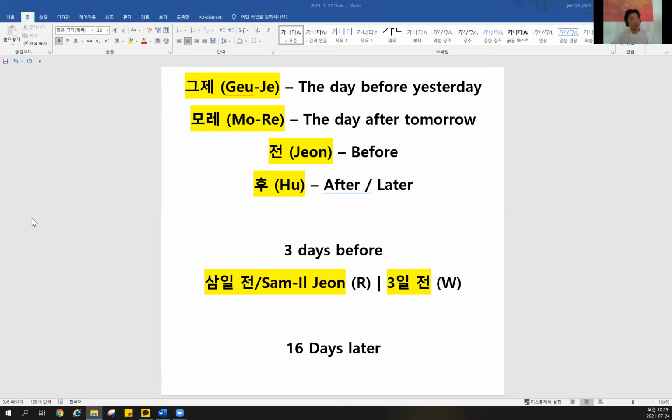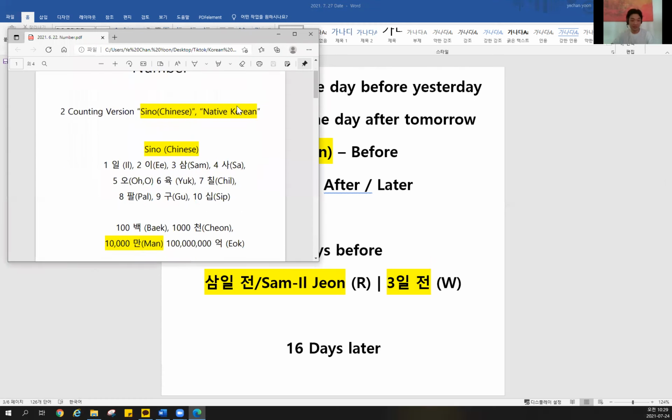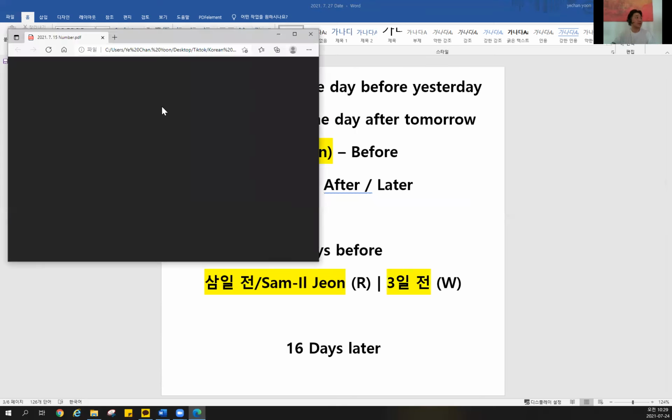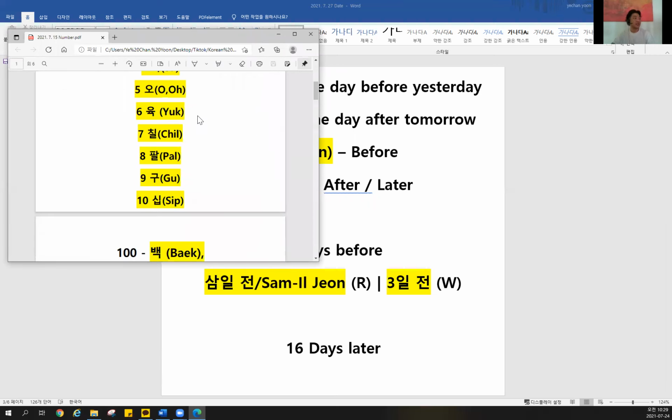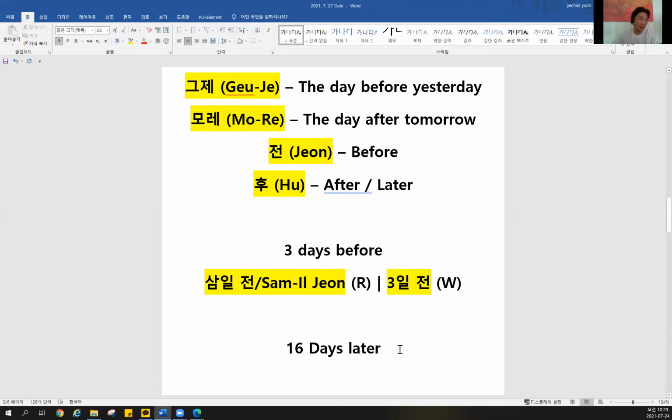Number, there we go. Can you see? There we go, number. Oops, wrong one, my bad. There we go. With the number, how can you say, guys? 16일. 10 plus 6. So it's gonna be what? 16일. And what is the later, guys? 후. Yes, correct. 16일 후.